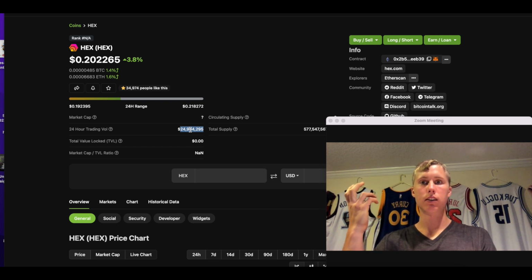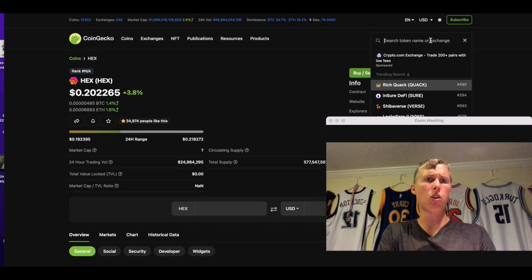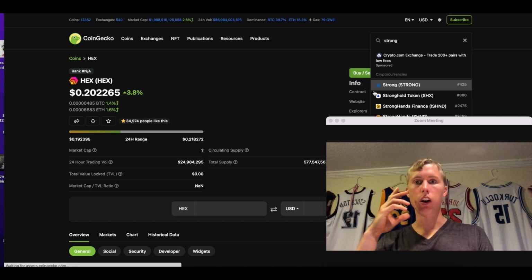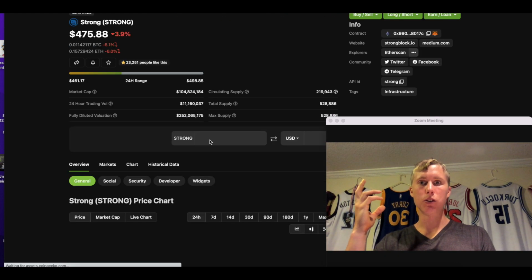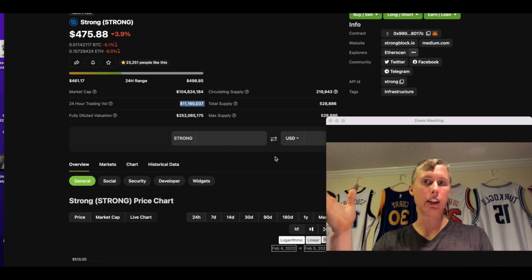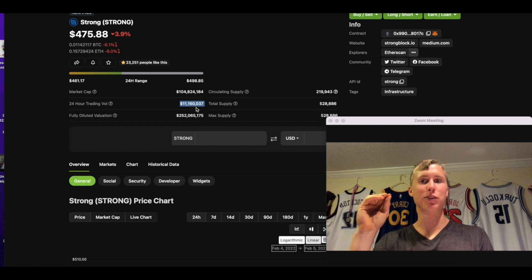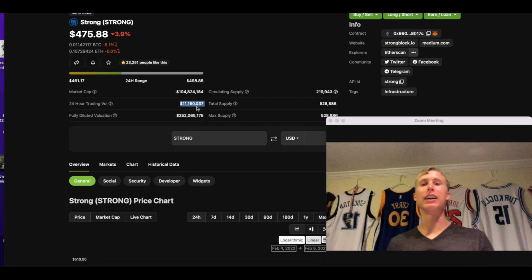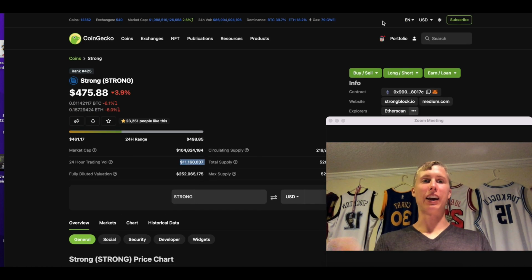I mean, seriously. Let's just go to another type of Ponzi, which is Strong. Look at Strong Nodes. Strong Nodes is a $104 million market cap, and they have an 11 million trading volume. Let's just say they're 200 million. They would have almost the same amount of trading volume as Hex, and they're a fraction. The size of this project is so much smaller than Hex.